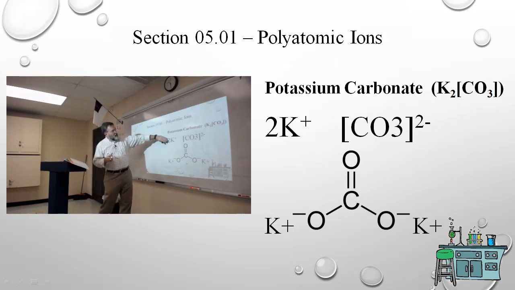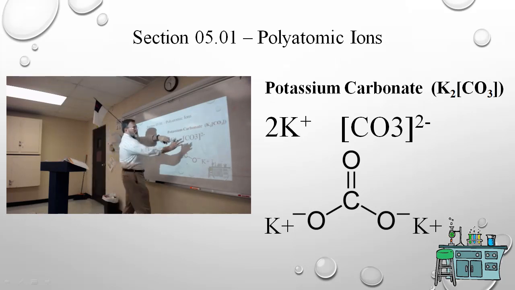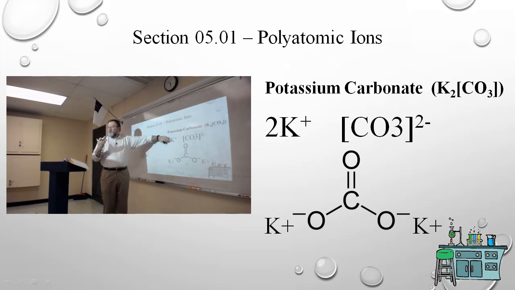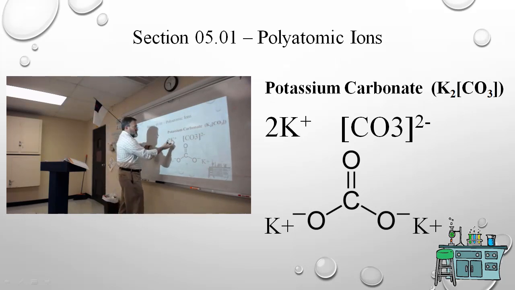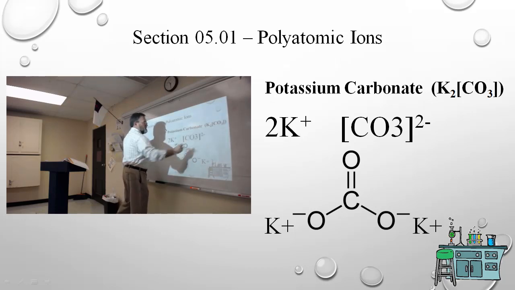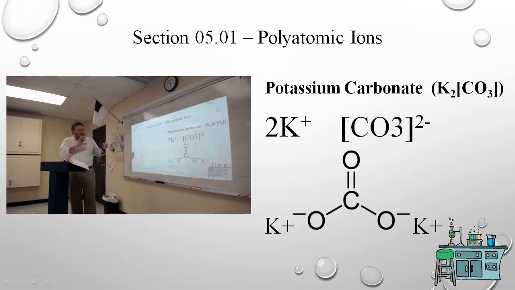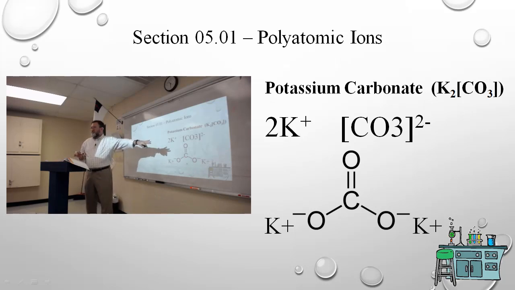If I have a potassium with a 1 positive and a carbonate with a 2 negative, how do I balance those charges? I'm going to need 2 of these so that I have a total of 2 positive to balance out the 2 negative. And we can show this, if we were doing Lewis structures, by putting those positive potassium ions near the negative oxygen ions. However, don't think about it as potassium bonding with that oxygen. I want you to think of it as 2 potassiums bonding with the entire carbonate molecule. Okay, that's the key thing I want you to carry away from this.